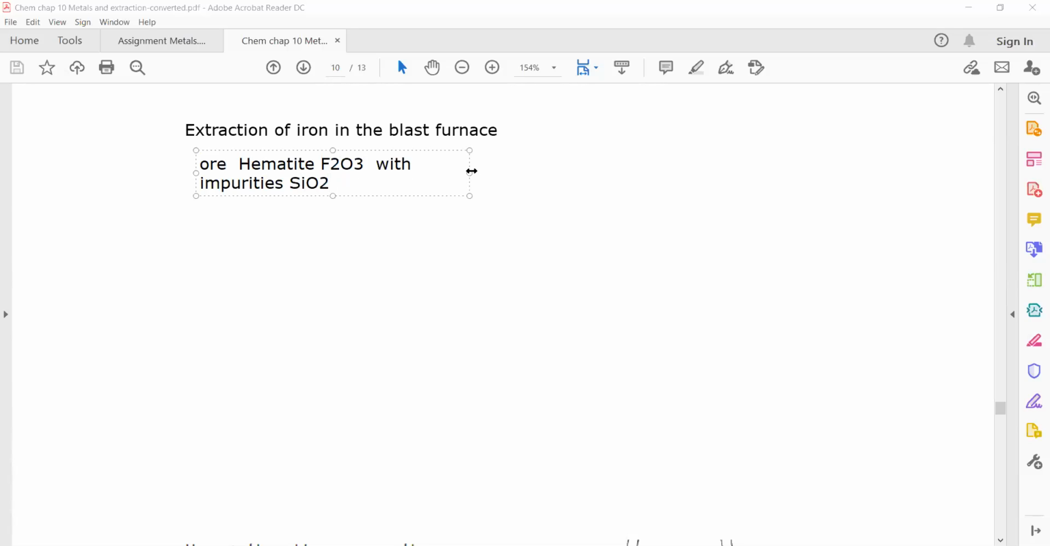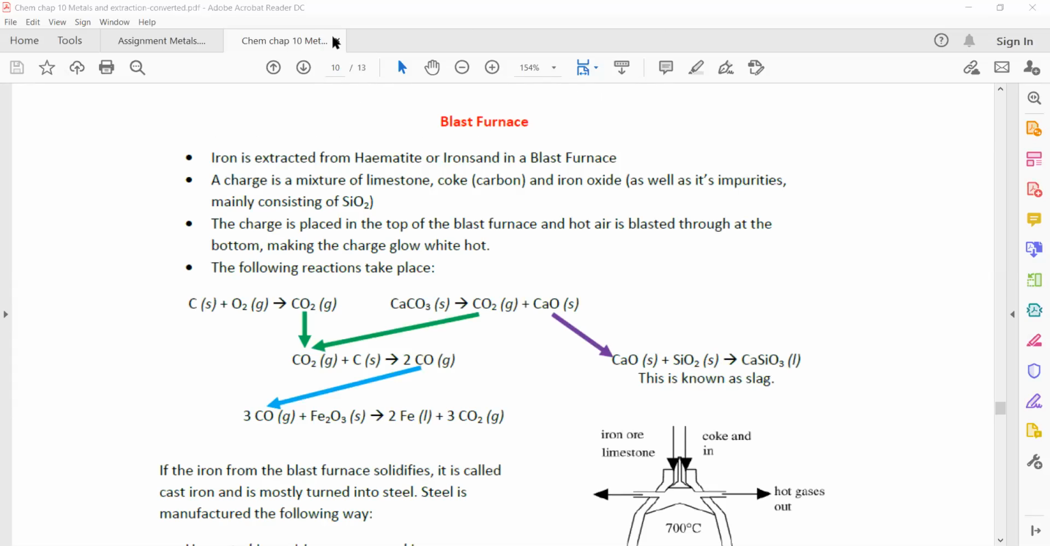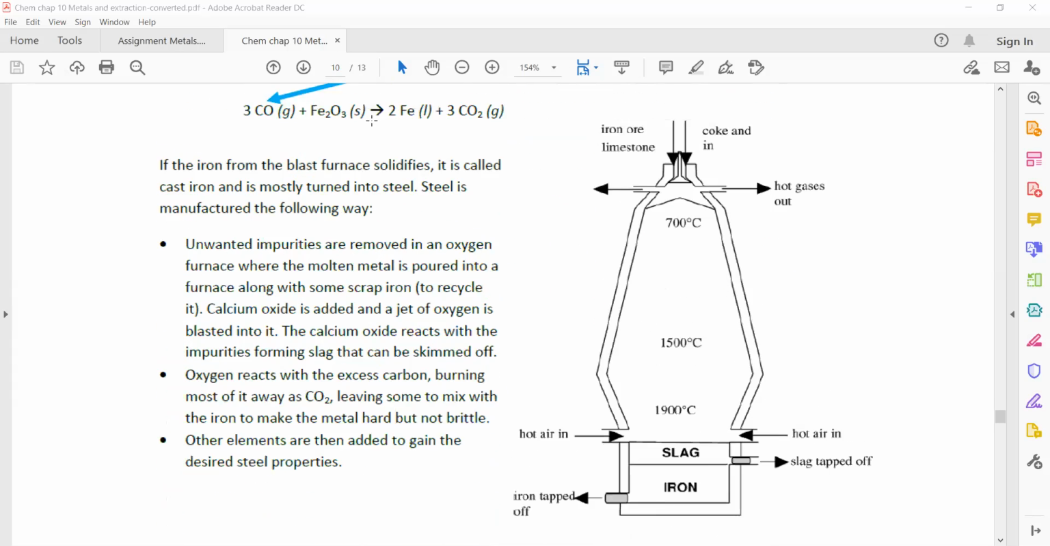So we want to extract the iron from its ore. We want to separate this iron from iron oxide. So for this purpose, we use a blast furnace. What is a blast furnace? You can see here, this is a furnace. On the right hand side, you can see the furnace. This furnace is known as a blast furnace.